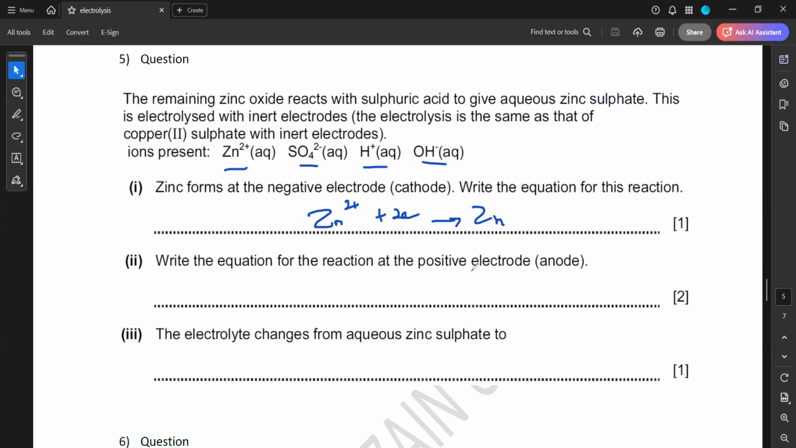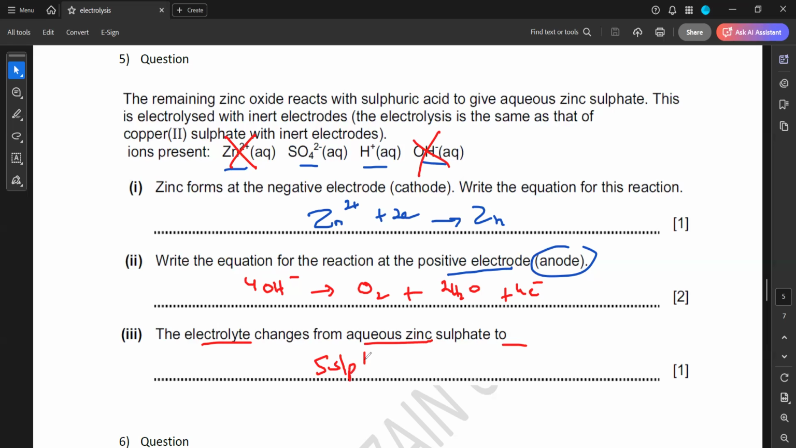Write an equation for the reaction at the positive electrode, or anode. We know sulfate never moves, so hydroxide will move there, and 4 hydroxides give O2 plus 2 water molecules plus 4e. The electrolyte changed from aqueous zinc sulfate to something else, because zinc is removed and hydroxide is used up. So what will it become? It will become sulfuric acid.